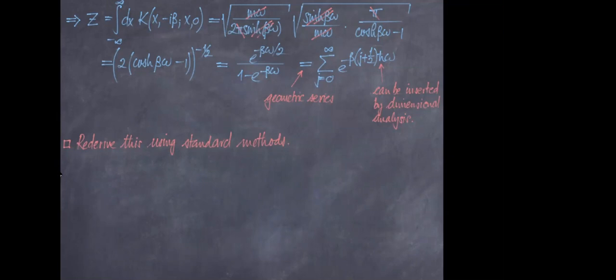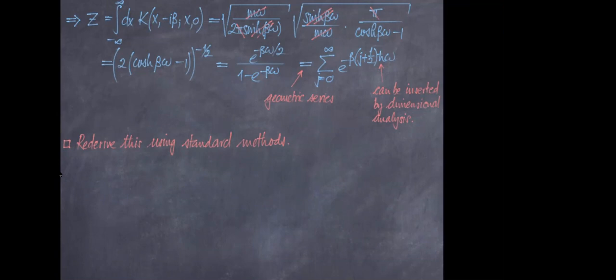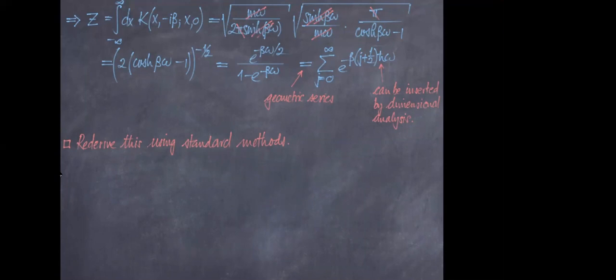So I can start off with a system in Minkowski space. Let's say a d-dimensional Minkowski space, with one time dimension and d minus one space dimensions. Or in fact, let's say one time dimension and d space dimensions. So I have a d plus one dimensional Lorentzian spacetime. Okay.